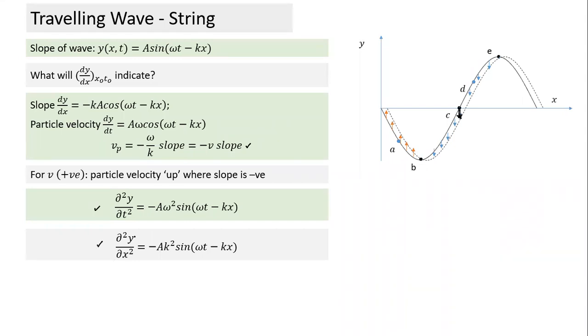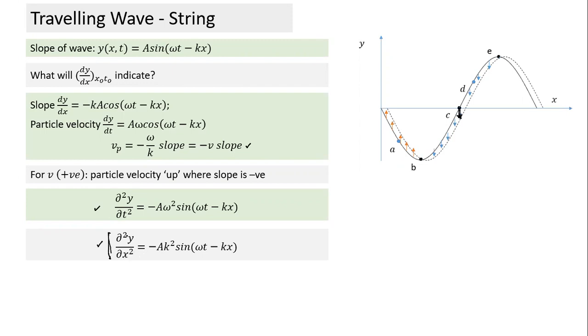How do we interpret this? dy by dx is slope. What does ∂²y/∂x² indicate? Can we define this term? dy by dx we define as slope, and d²y by dt² we define as acceleration. What is this term equal to? This term is nothing but d by dx of the slope, which is the rate of change of slope. How the slope is changing, at what rate the slope is changing.